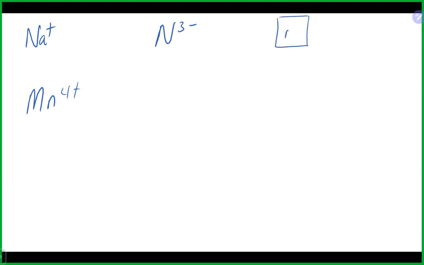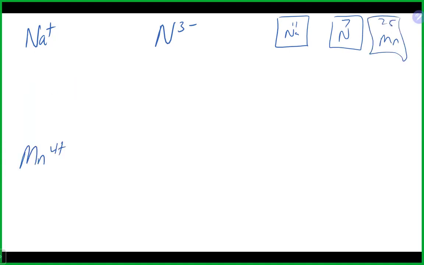Obviously, these 11. Nitrogen is 7. And Mn. Okay, so let's take a look. So I'm going to look at sodium, which is 11.